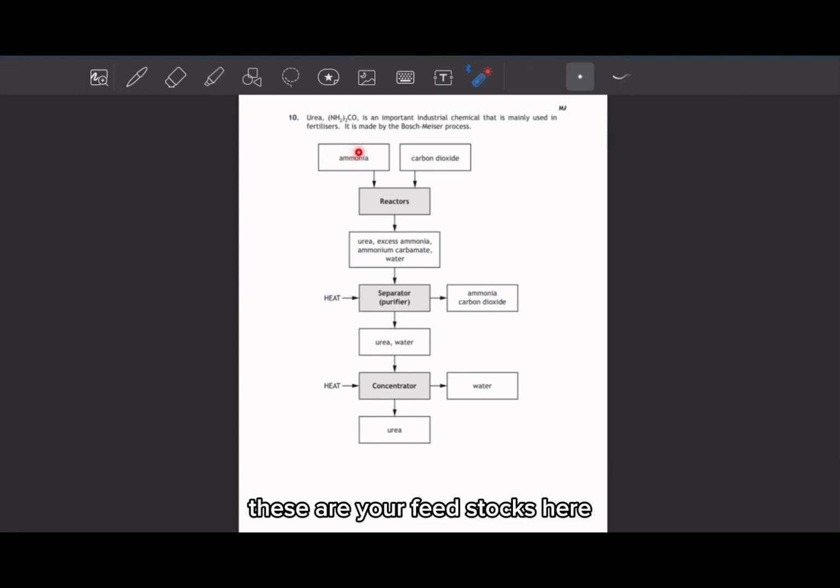So you've got, these are your feedstocks here, the raw materials you're putting into the reaction. Carbon dioxide is widely available because it's in the air, and as we know, we produce a lot of it at the moment. And then ammonia is generally widely available as well because it's made in the Haber process on an industrial scale, so it's quite easy to get your hands on ammonia too.